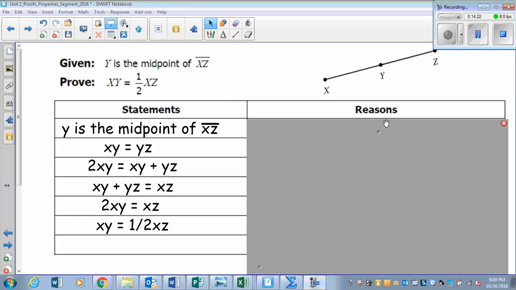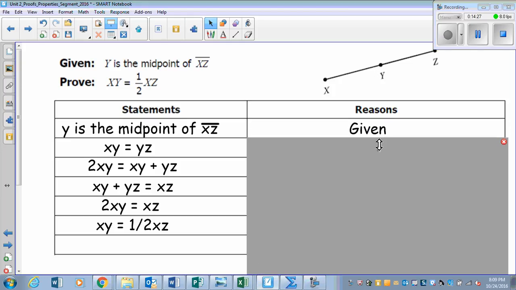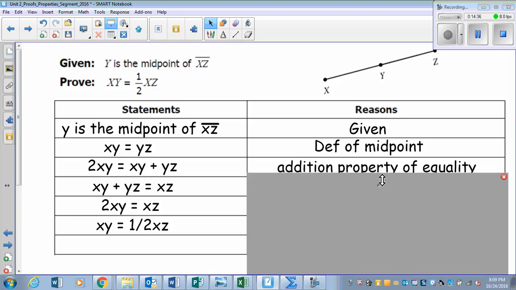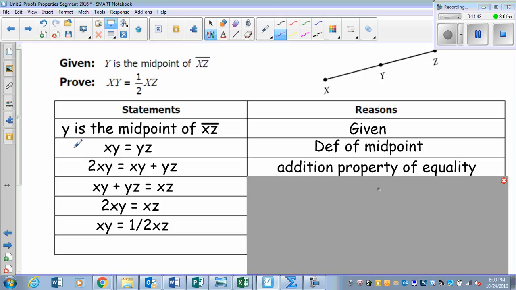All right, so our reasons here: Y is the midpoint of XZ is given. XY is equal to YZ is the definition of midpoint. 2XY equals XY plus YZ is the addition property of equality, right? So this 2XY can really be written as XY plus XY, which gives us that 2XY. And the reason we need that 2XY is because we're going to have to prove that it's a half.